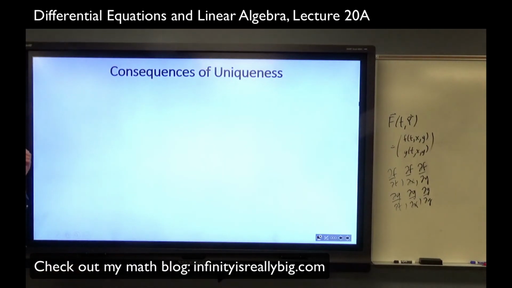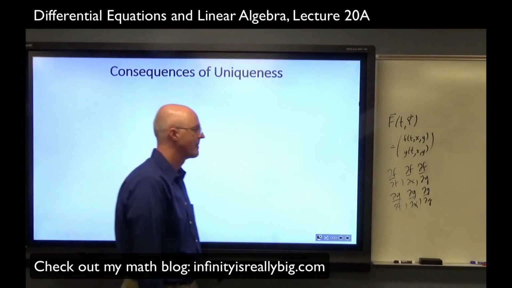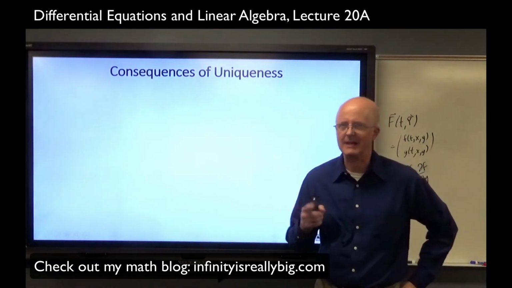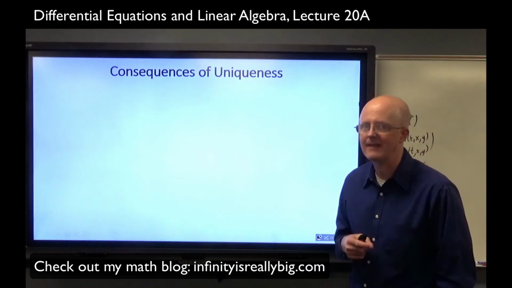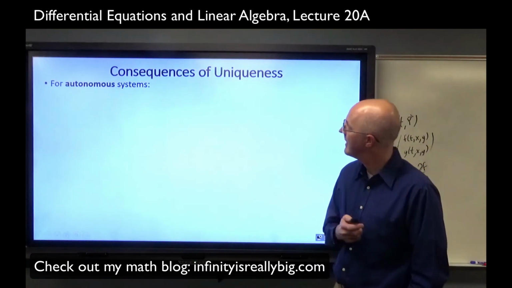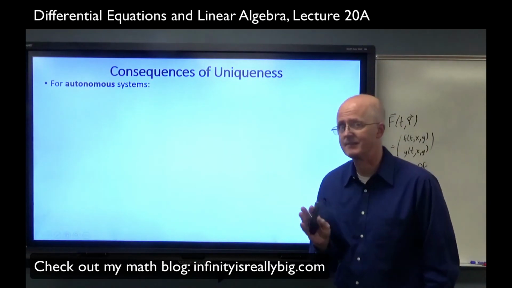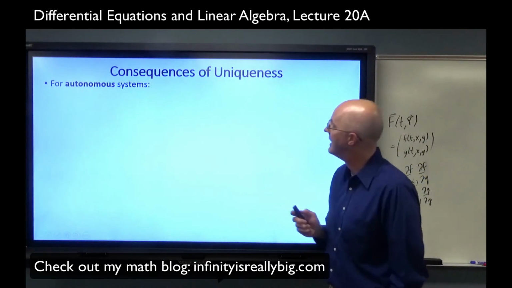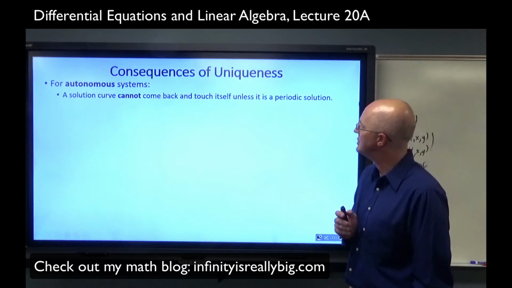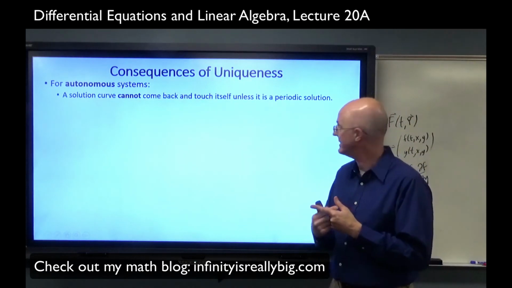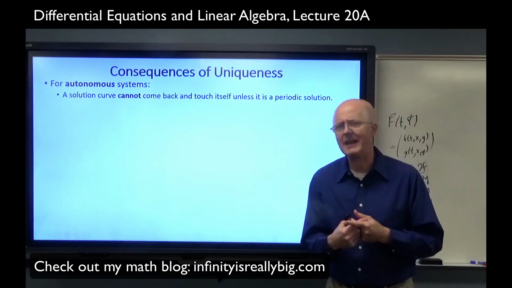This is our last slide for lecture A. What are the consequences of uniqueness, both for autonomous and non-autonomous equations? And I'm going to illustrate these a bit with Mathematica, and then that will be the end of lecture A. For autonomous systems, not explaining this fully at the moment, it means the following. It means a solution curve cannot come back and touch itself, come back to where it started, unless it's a periodic solution.